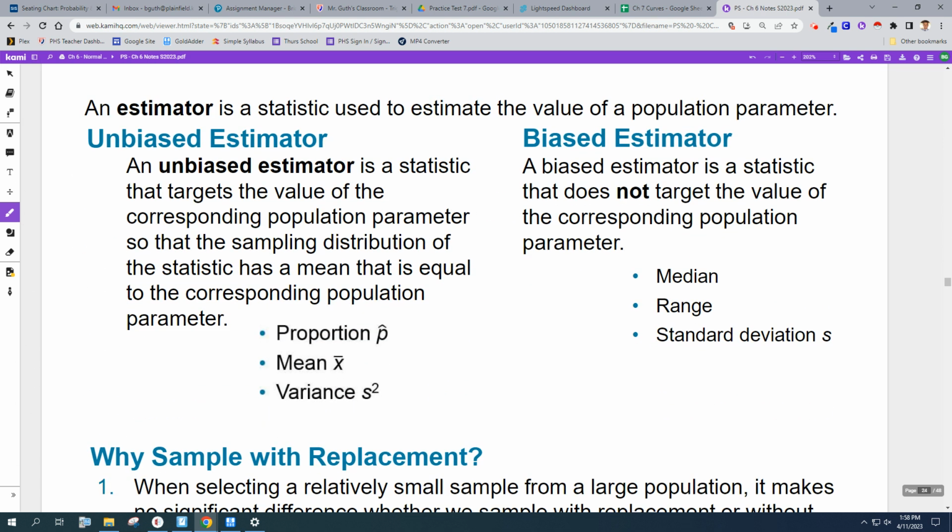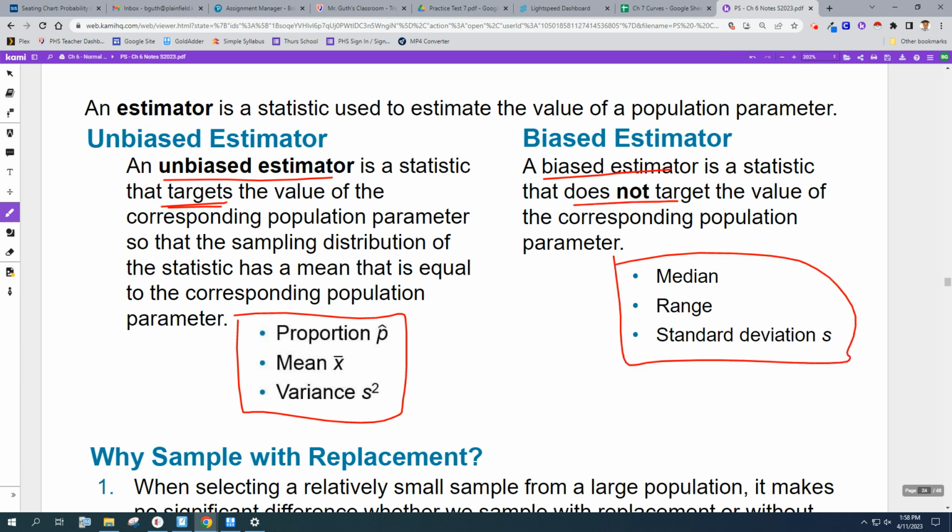Okay. Now at the end, maybe I should have gone over this slide earlier, but an estimator is a statistic used to estimate the value of a population parameter. Okay, yeah, obvious. And then it kind of summarizes which ones are good estimators and which ones are not. Unbiased is a statistic that targets the value. These do. That's unbiased. And a biased estimator does not target, and that's these. So the reason I didn't do that slide first is because I didn't want to give you the answers before we did the problems.